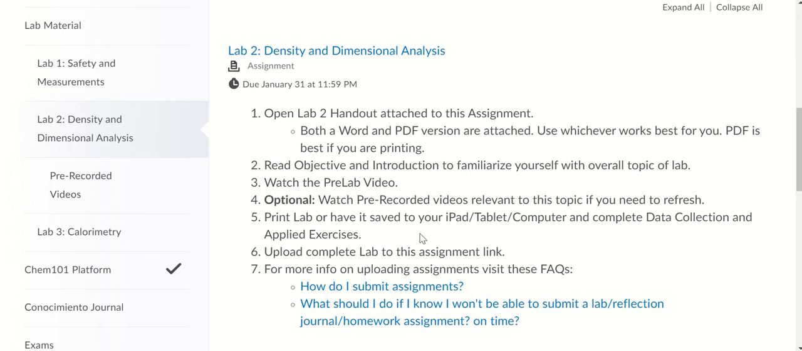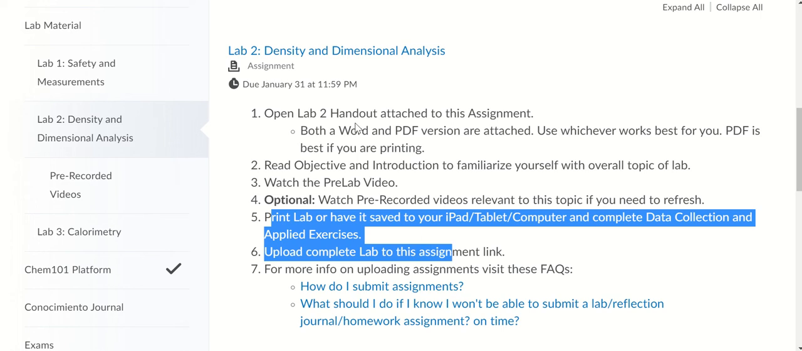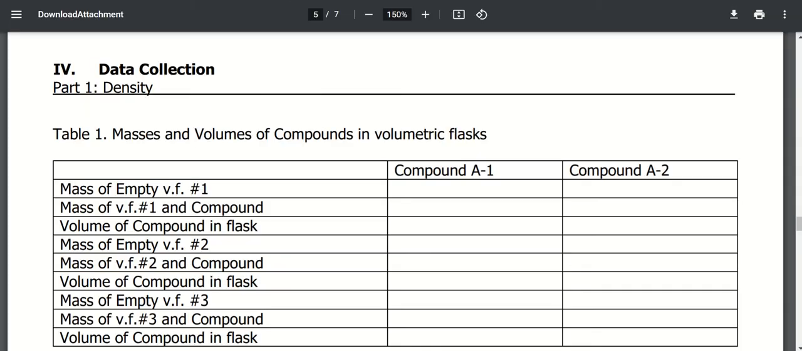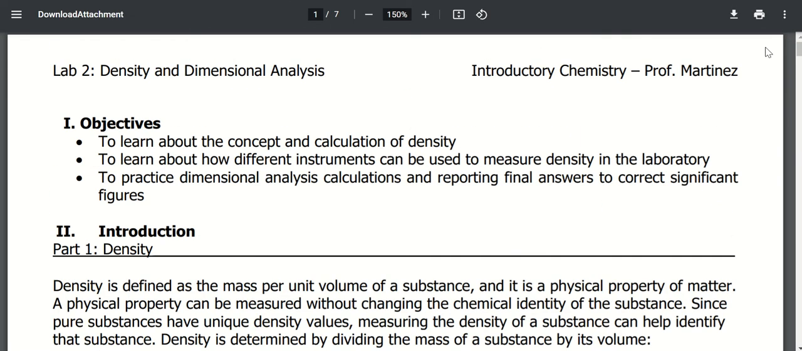So once again, instructions here. Familiarize yourself with the introduction, with the objectives, with what's going on in the lab, and then watch the video, and then you complete the lab and upload it, okay? So I click here. This brings you to the attachments, which is where the actual handouts are. So I already opened up the PDF version, and this is how it will look.